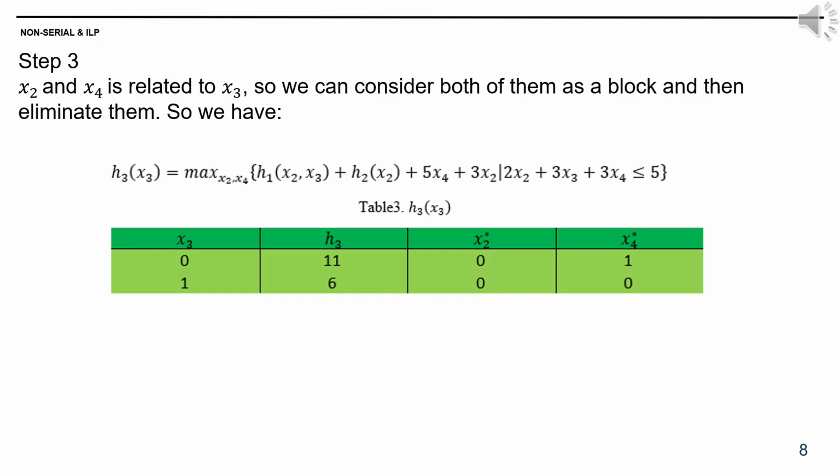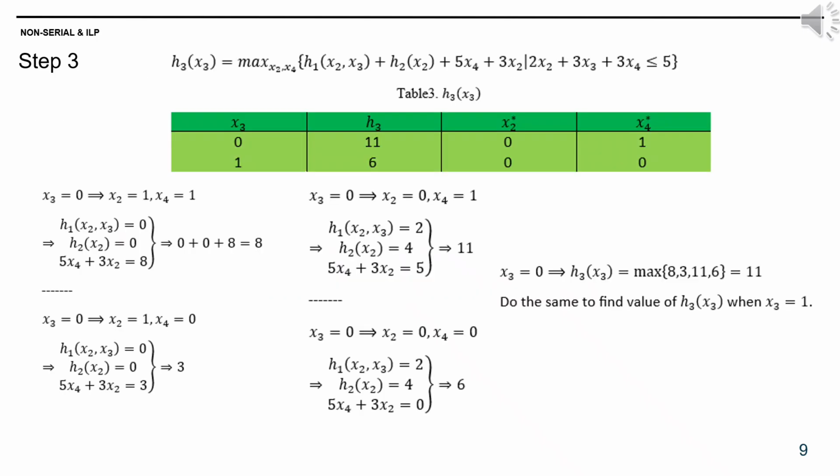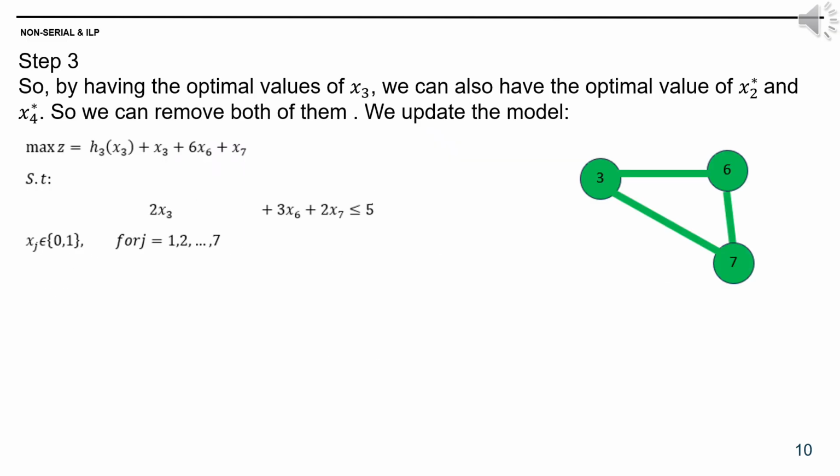In step 3, variables x2 and x4 are selected as candidates for elimination, and the variable connected to them is x3. The subsequent calculations follow the same pattern as before. In this section, the calculations are explained in detail. At the end of step 3, we update our model and graph again.